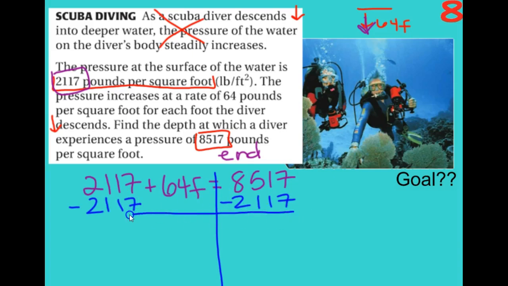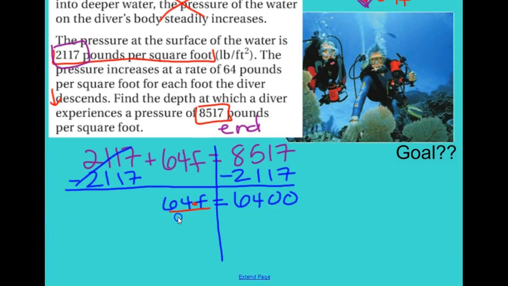We have 64f. That makes 0, 0, 5 minus 1 is 4, 8 minus 2 is 6. Well, that turned out nicely. The opposite of multiply is divide. If we divide 6,400 by 64, we should get exactly 100. 100, what? We're talking about feet. So this is 100 feet below the surface of the water.